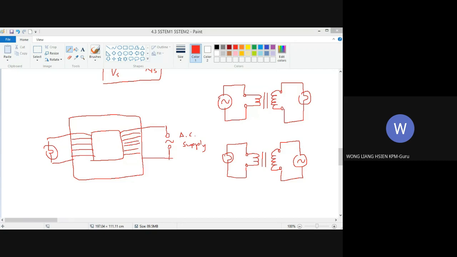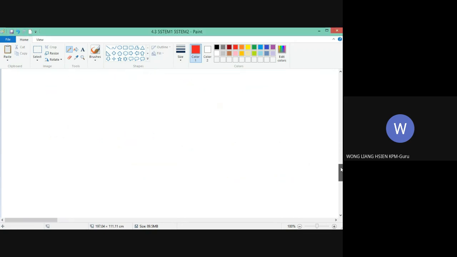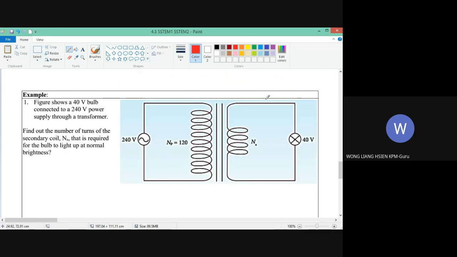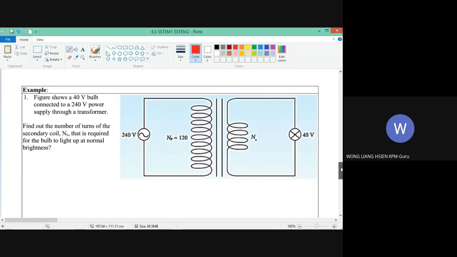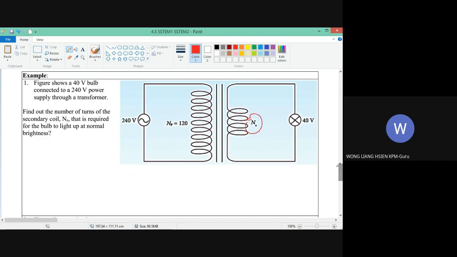So let's look at a few examples. Let's look at example number 1. A figure shows a 40-volt bulb connected to a 240-volt power supply through a transformer. Find out the number of turns of the secondary coil that is required for the bulb to light up at normal brightness. So we want to find out the number of turns in the secondary coil. Very simple.